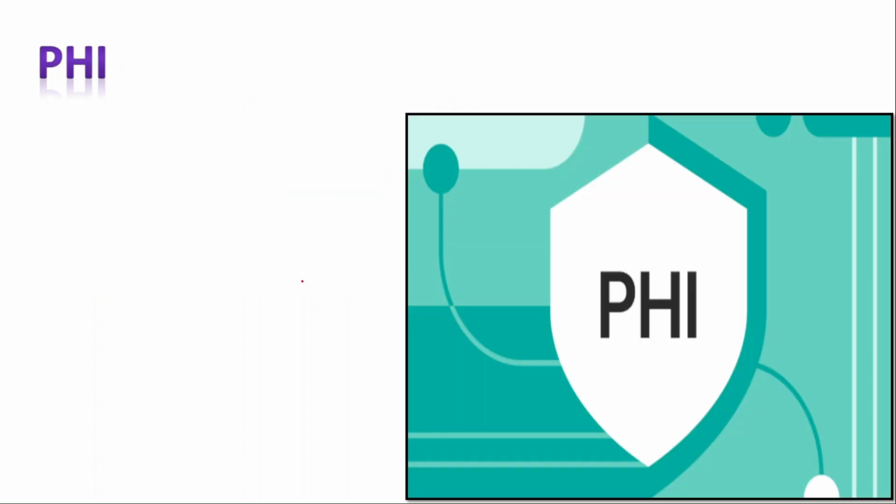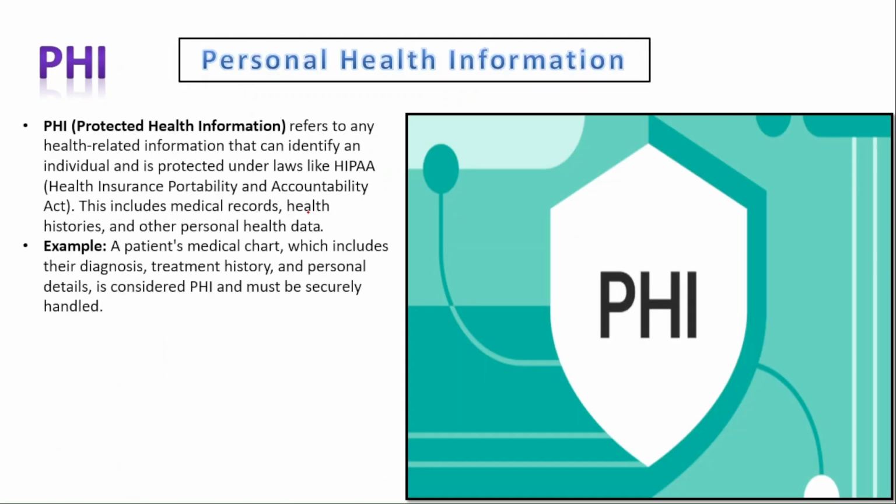read the message. PHI, that is Personal Health Information. So PHI, that is personal or protected health information, refers to any health related information that can identify an individual and is protected under laws like HIPAA, that is Health Insurance Portability and Accountability Act. This includes medical records, health histories, and other personal health data. Example: a patient's medical chart, which includes their diagnosis, treatment history, and personal details, is considered PHI and must be securely handled.